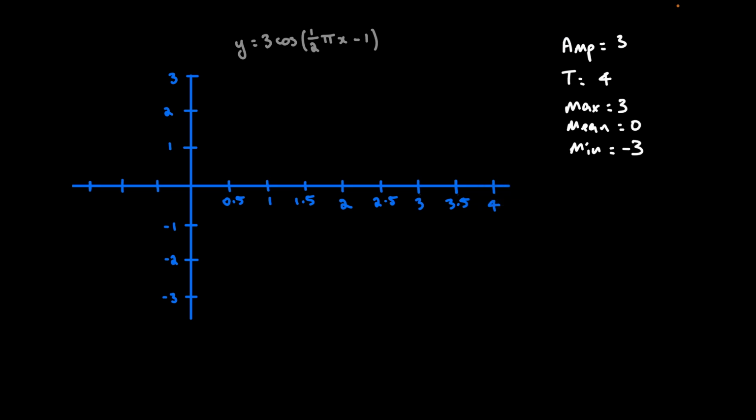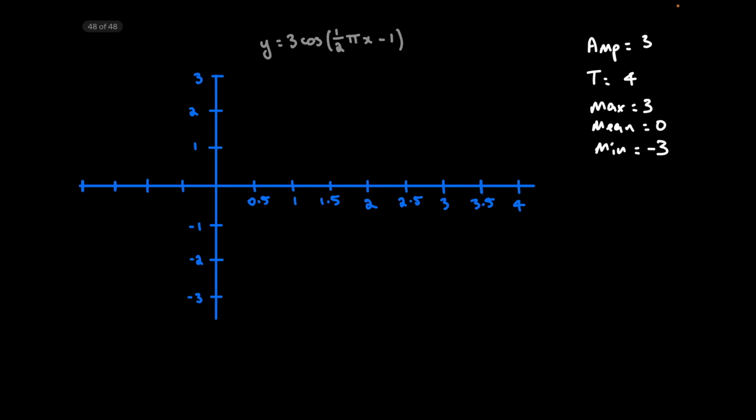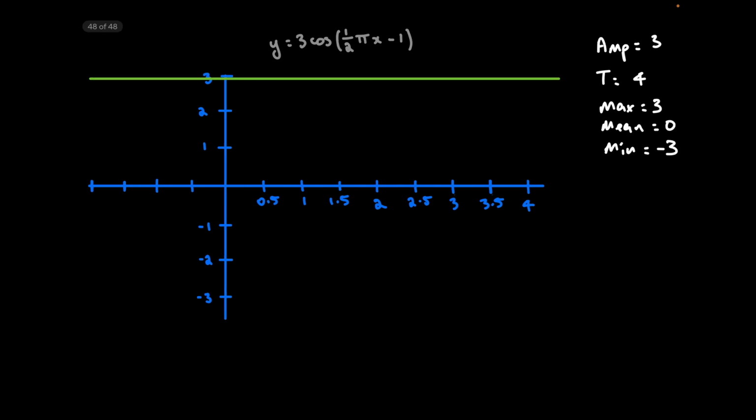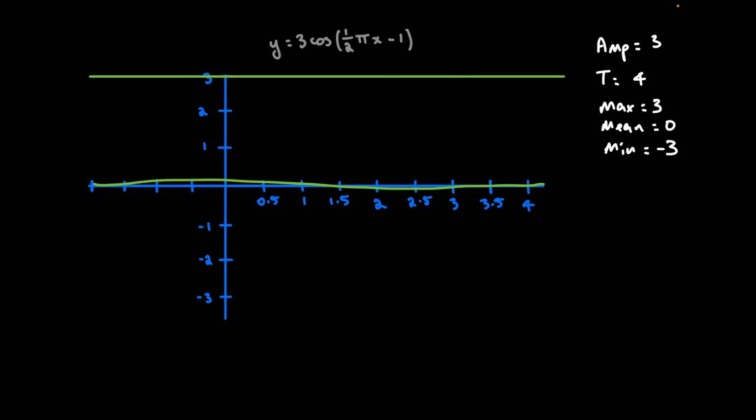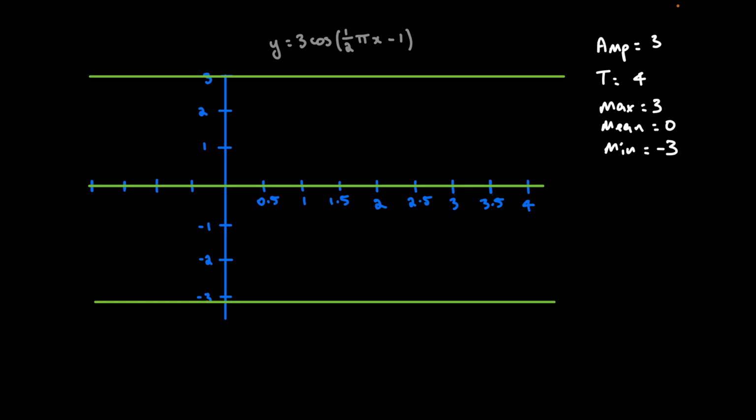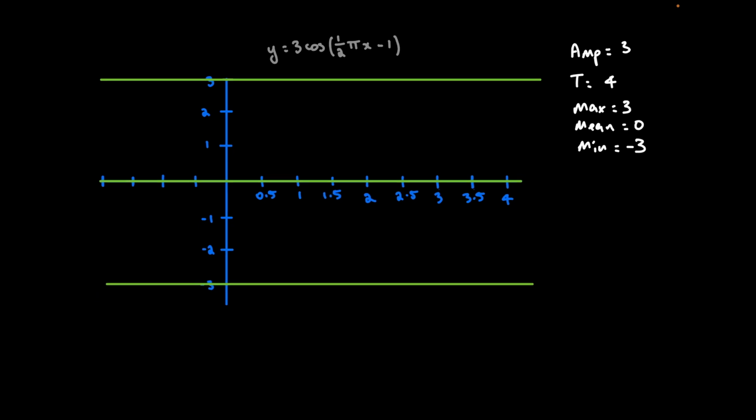So we can see that we have 3 as our maximum. Then we have 0 as our mean. And then we have minus 3 as our minimum. Nice. Now let us work out whether cosine starts at the min, max, or the mean. Normally cosine will start at the maximum, and it would only start at the minimum if we have a negative in front of our amplitude. And because we don't, we know that we start at the maximum for this graph.